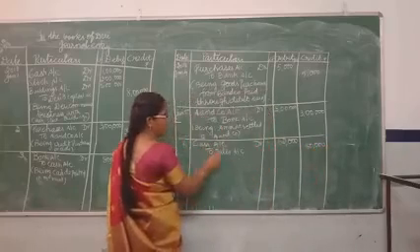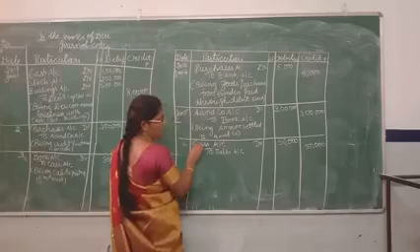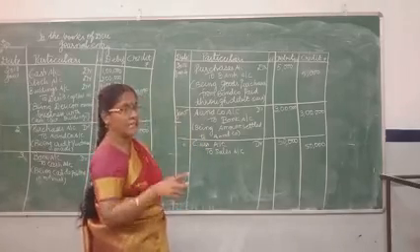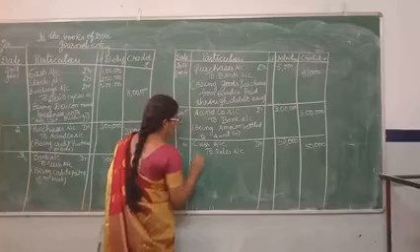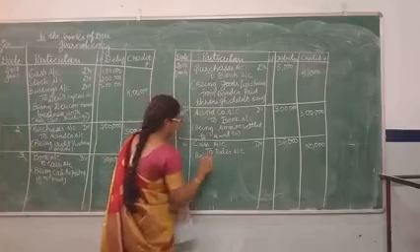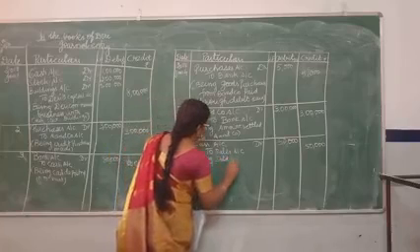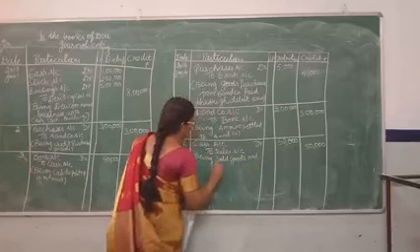Cash is a real account, sales is a nominal account. So according to the real account rule, debit what comes in. Cash is coming inside in the form of a check; we treat the check as cash. Being goods sold and received check.